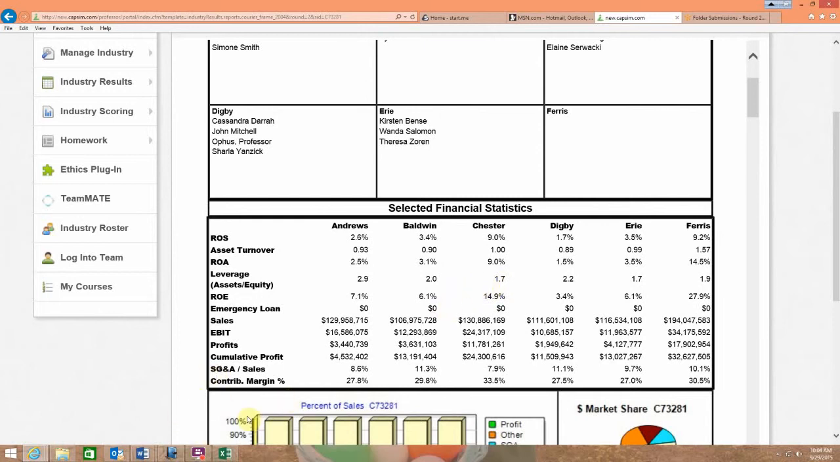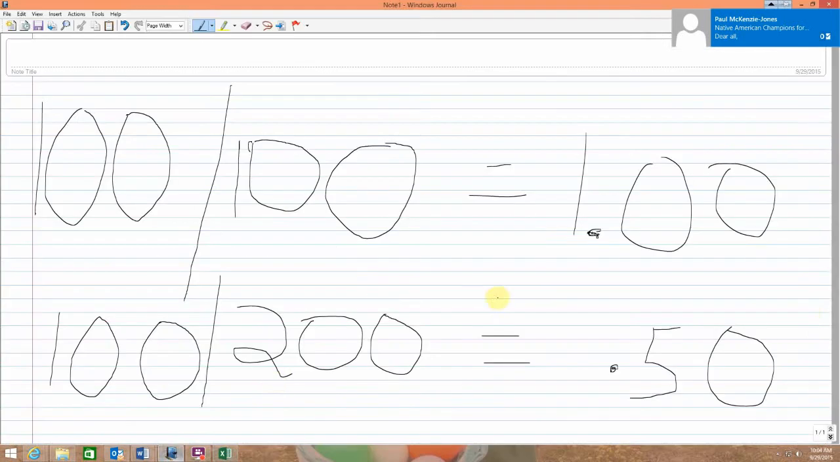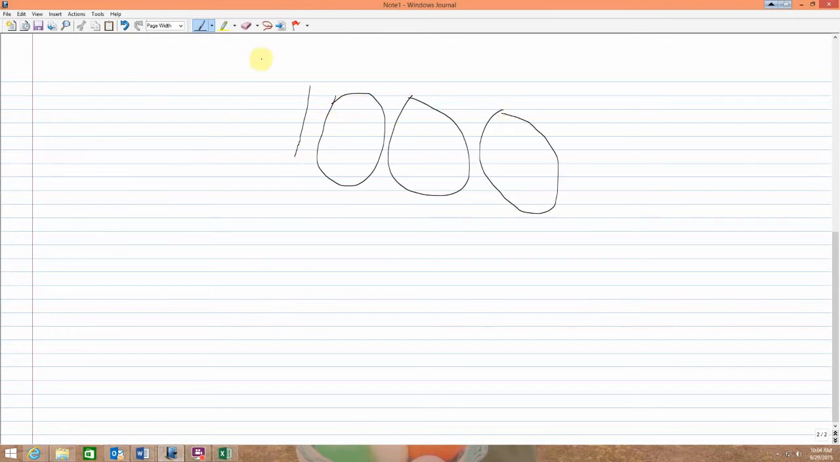At round 3. Then the next question was, so what happens to ROE? Well, it reduces ROE for much the same reason. So if we sell stock again, we've got 100 shares outstanding, and maybe we get $10 per share, so we have $1,000 of equity then, and we earned $100, remember?